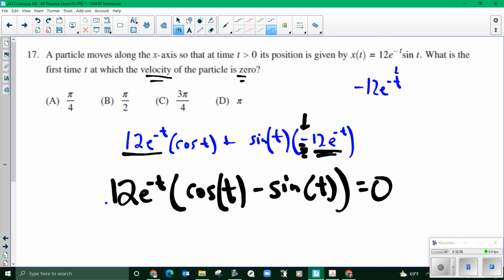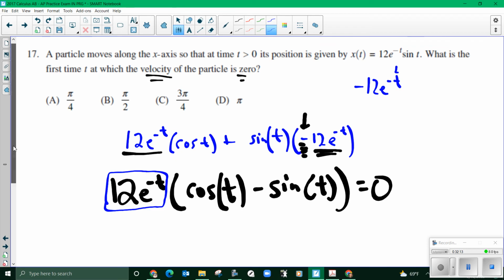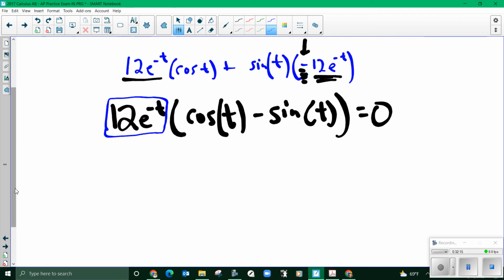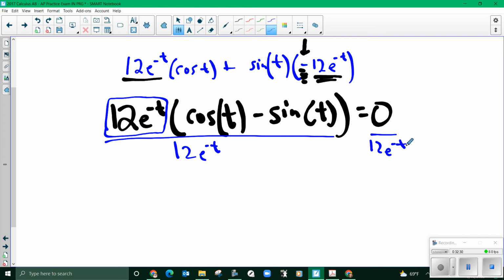This value will always be positive, so it's really unimportant. But if you want to say to yourself, well, how would I get rid of it? I can divide both sides by 12e to the negative t. And if I divide 0 by 12e to the negative t, this goes bye-bye, and this goes bye-bye, and whatever. So this will have no effect on it anyways.